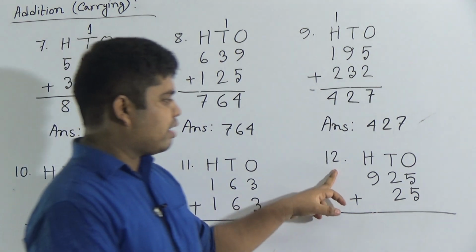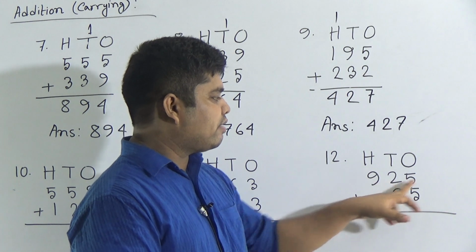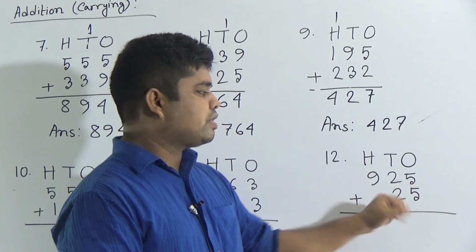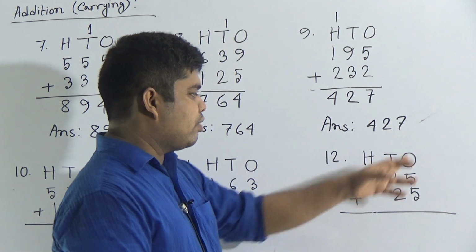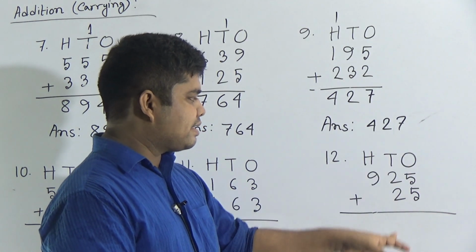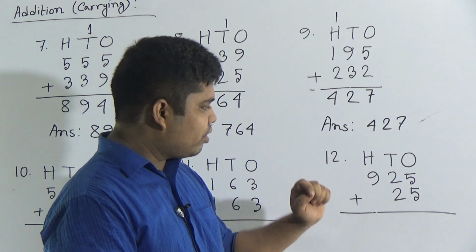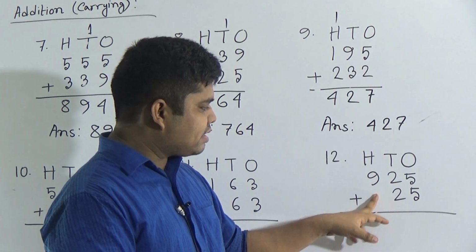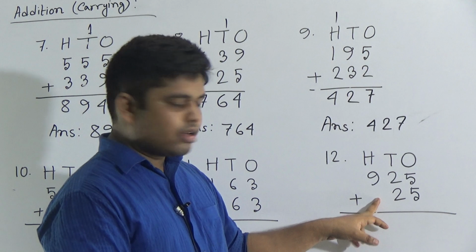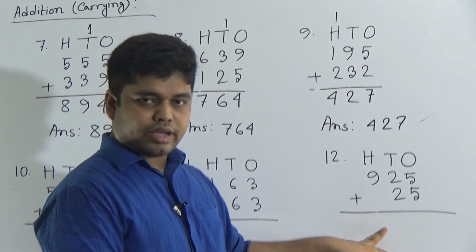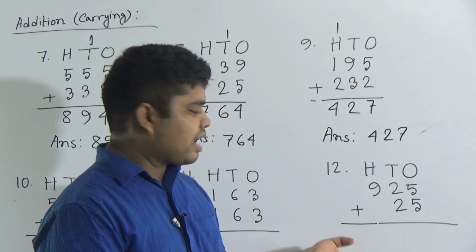Next, question number 12. Here 925 is added with 25. You add ones place, tens place and hundred place. Notice there is no digit under 9. For these reasons you put here 9. No need to think about that.